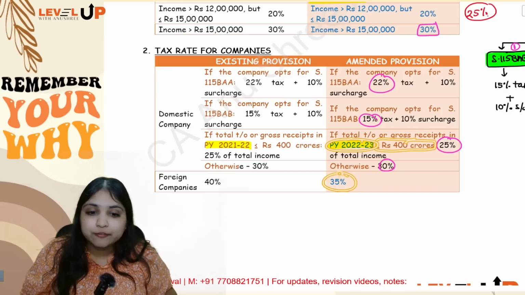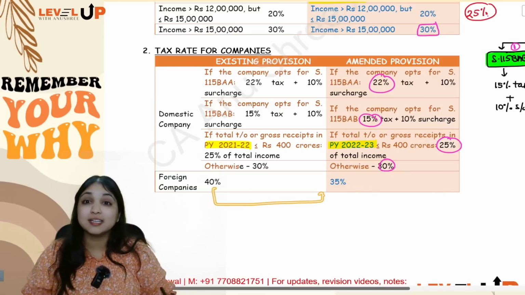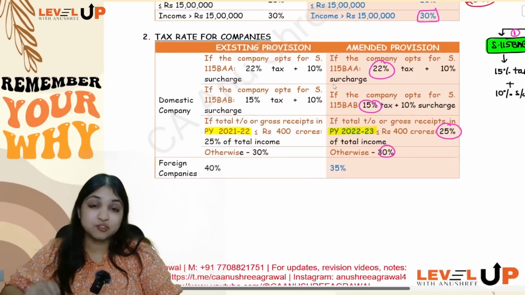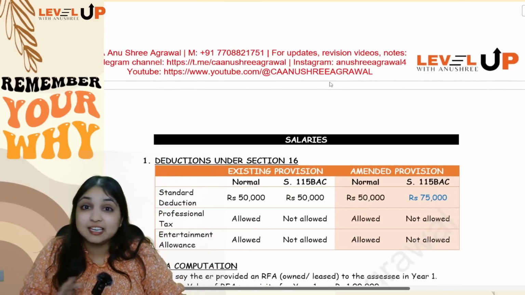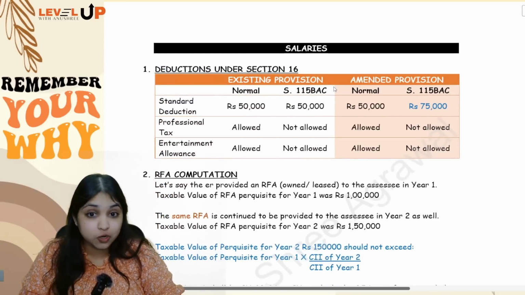Change number 2, foreign companies tax rate has reduced from 40% to 35%. Alright, so with this I think we are good to close the amendments in our basic concepts chapter. After this, agricultural income, no change. Residential status or scope of total income, also no change.